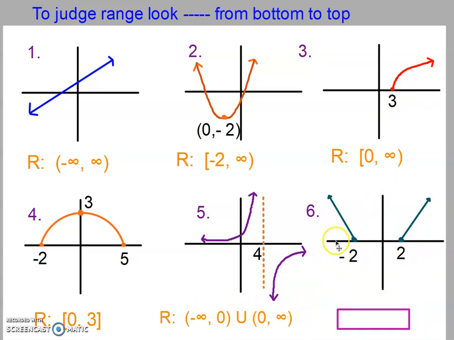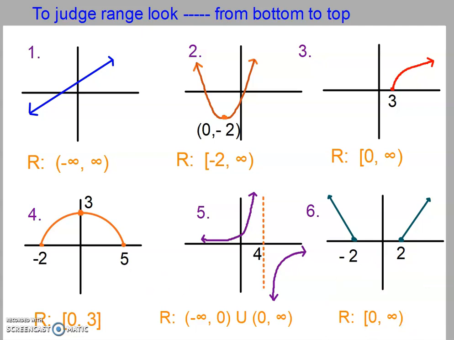Looking at number 6, our smallest y value starts here at 0. Both of those have a y value of 0. And then they go up forever and ever and ever. So that's bracket 0, comma, infinity. So that's looking at a picture.